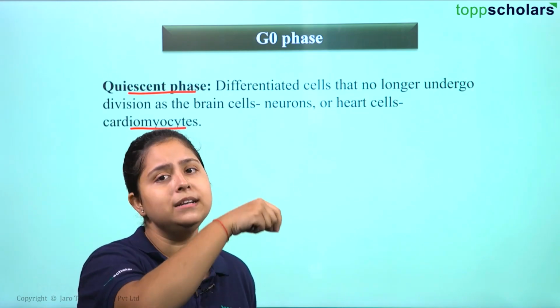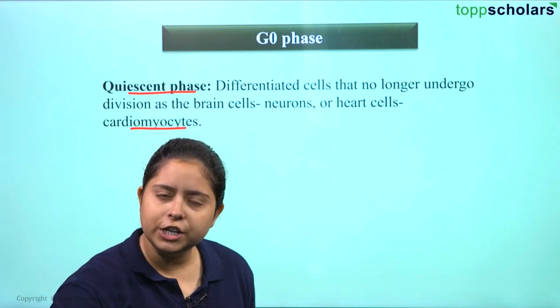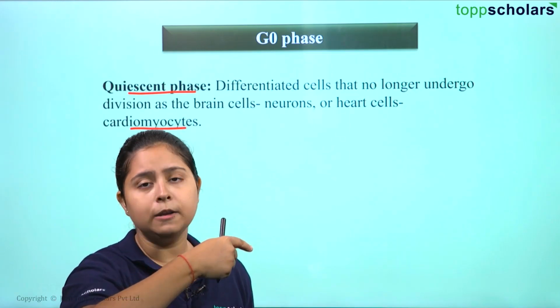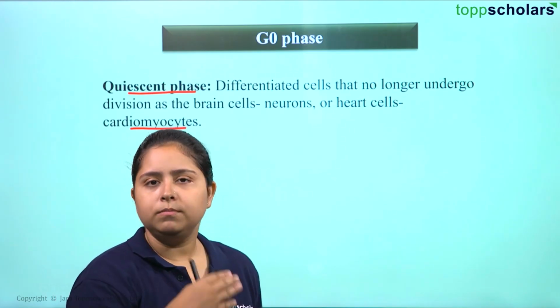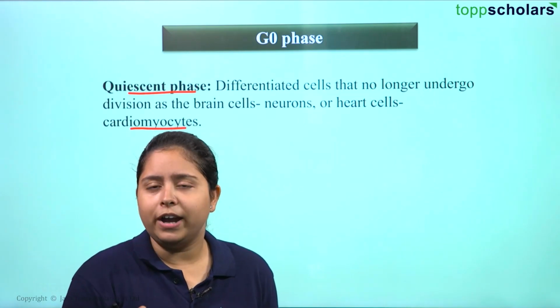Because if they are present in G1, for example, they will have to go for S phase, then for G2 phase, then for M phase, right? This holds true for any position in the cell cycle. But these cells don't even want to divide.